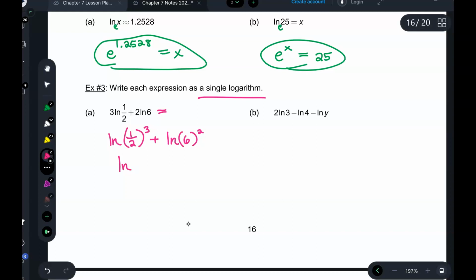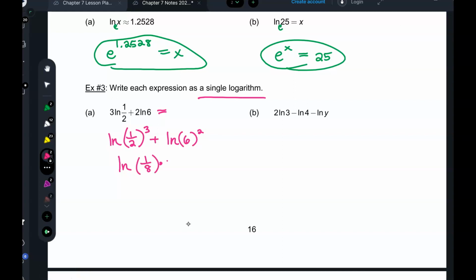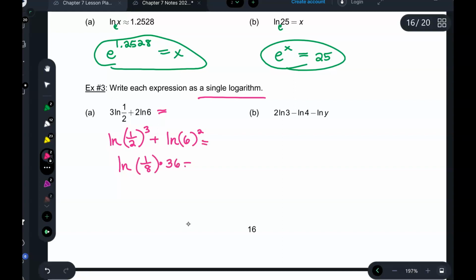So adding logarithms, remember these are exponents, means you can multiply. So I have, what's 1/2 to the third power? 1/8 times 6 squared is? 36. Okay. What's 36 times 1/8? Well, that would just be 36 over 8, which is 9 over 2. So I changed it. So remember when we combine, so if this is plus, we could take the natural log of these two multiplied together.